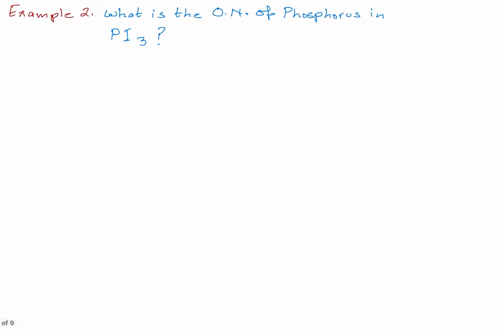Example number 2. What is the oxidation number of phosphorus in phosphorus iodide? Now again over here, if you look at iodine, if we go to rule number 4, you will see iodine, we all know, is a halogen. If you look at rule number 4, you will see iodine has an oxidation number of minus 1. We have to find out the oxidation number of phosphorus. So we can make it X. So let's solve it.